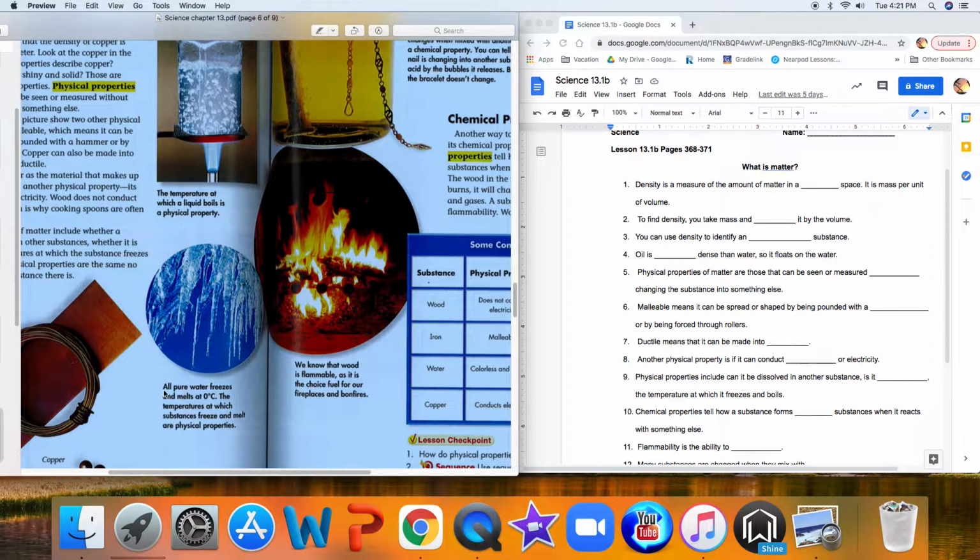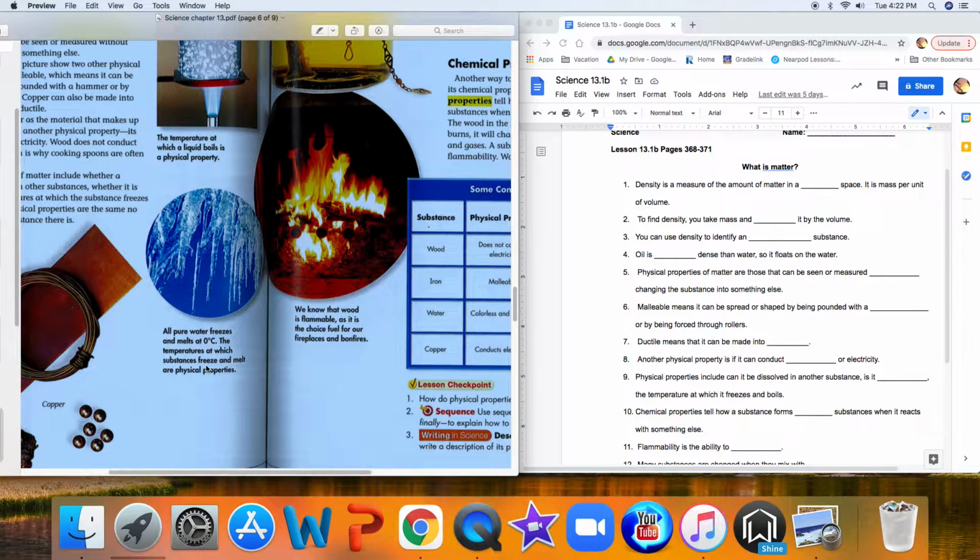So they gave you a little chart here, guys. The temperature at which a liquid boils is physical. The temperature at which it freezes is a physical one. Pure water is this one. And guys, water's not really pure, so it has slightly different temperatures.